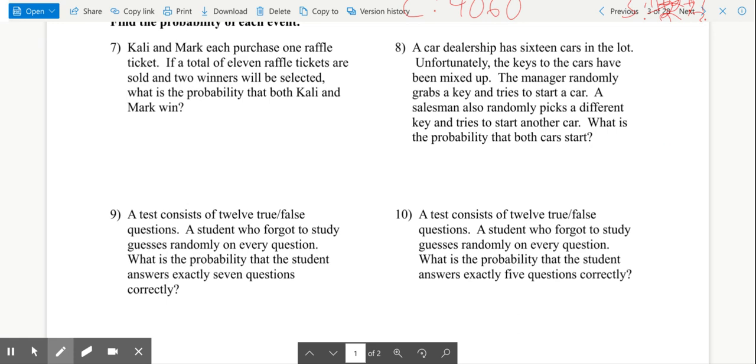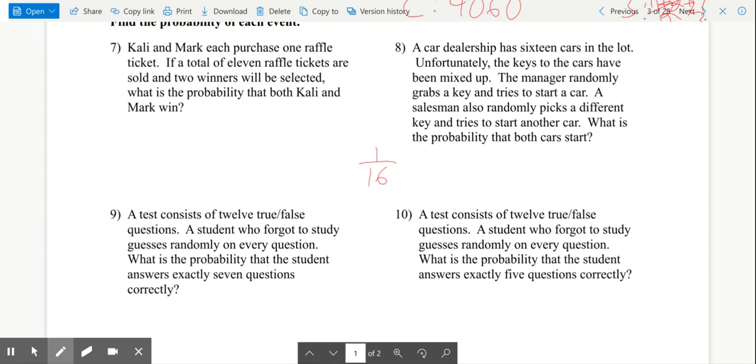So let's start with what is the probability that one of these cars starts. So the probability that the first one starts, there's 16 cars with 16 keys, right? So the probability that the manager randomly picked a key that started the car would be 1 in 16. There's a 1 in 16 probability that when he picked a random key, it started a random car, because there are 16 cars. So I picked up a key, went into a car, and they matched. It's a 1 in 16 chance that that's going to happen.